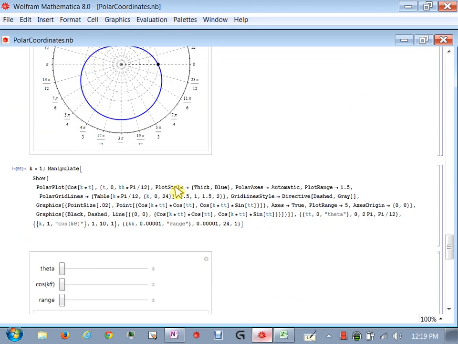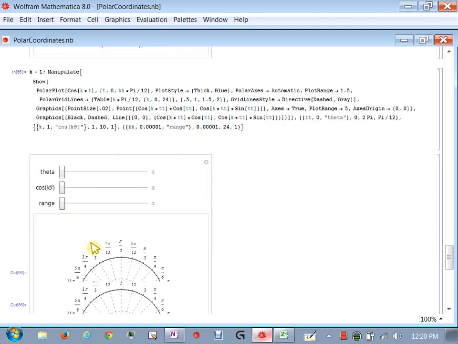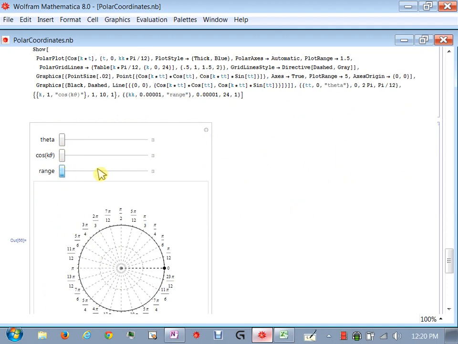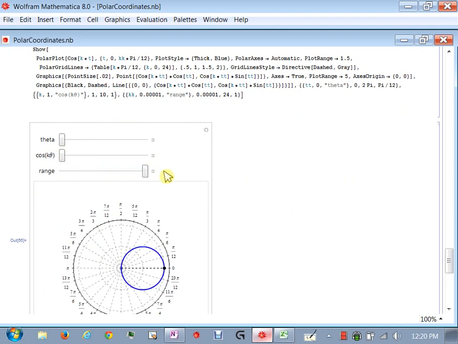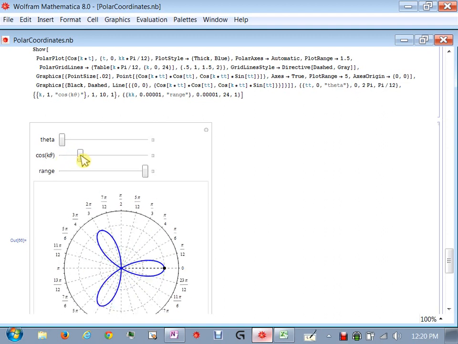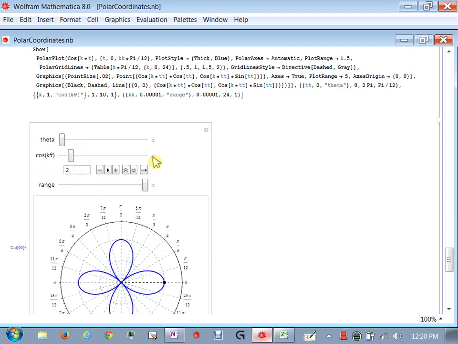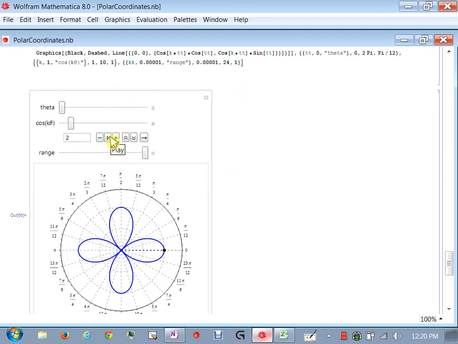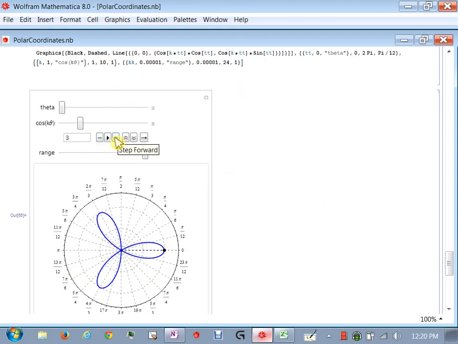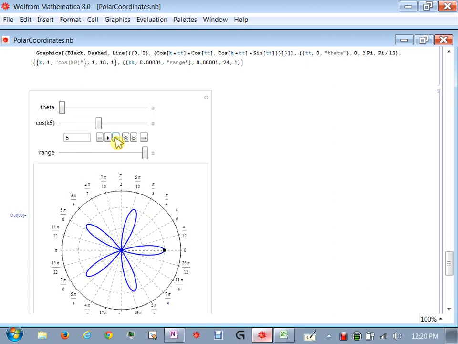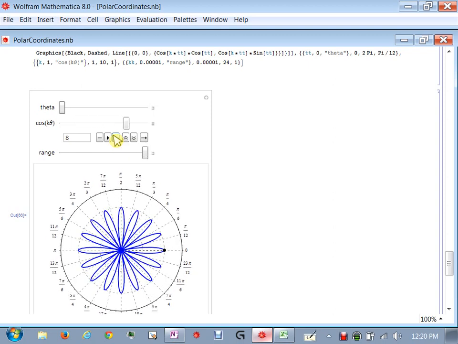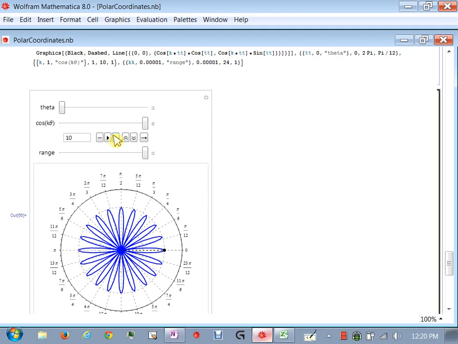And then this one was cosine of kt, and I was just going to change the kt. So cosine of 1t would have been the circle we just drew, right? But if I change that to 2t, look what happens. Oops. It draws that. And if I change it to 3t, cosine 3t, it's this. 4t, 5t, 6t, 7t, 8t, 9t, 10t. And the only way you'd know that is to draw it.